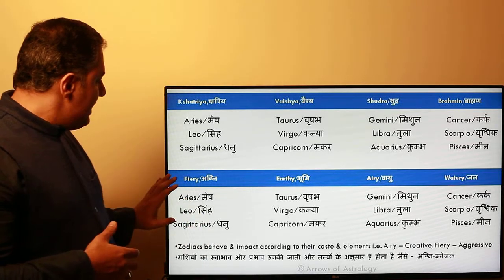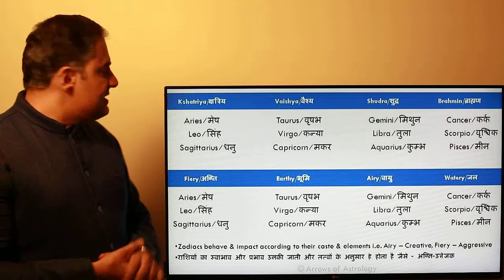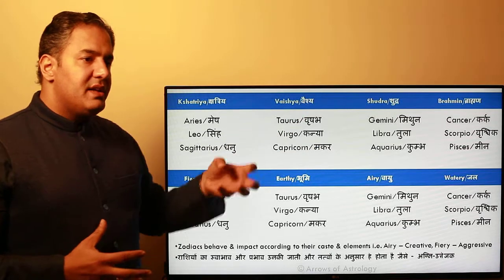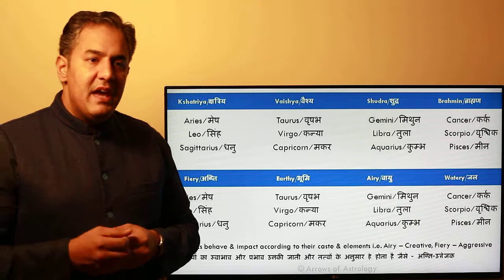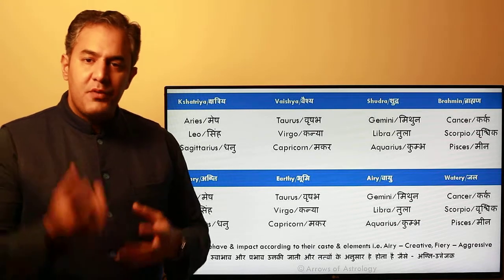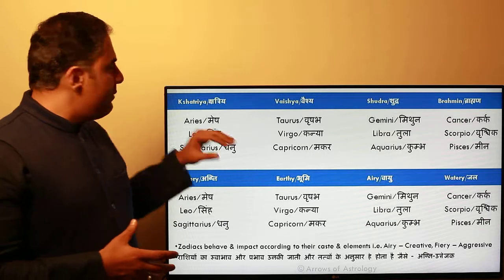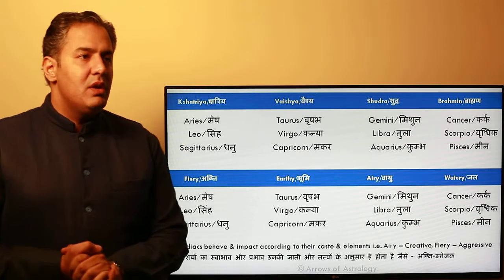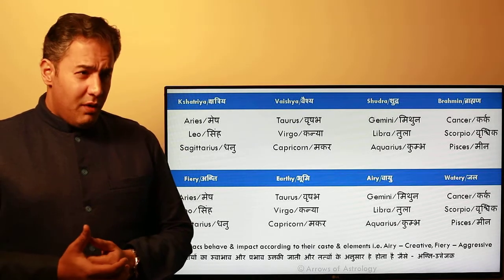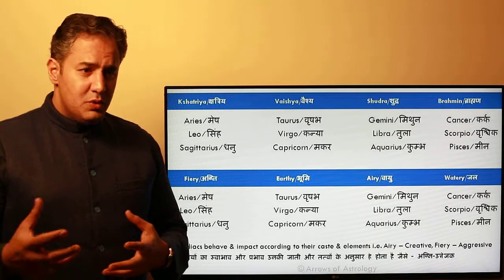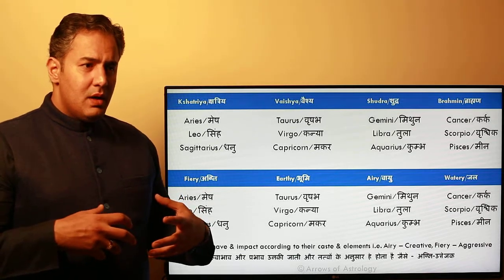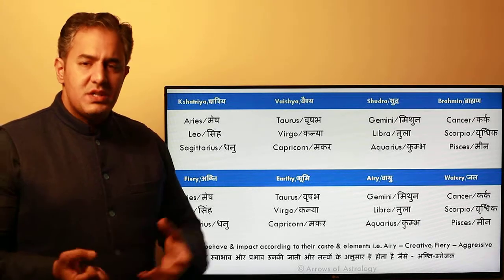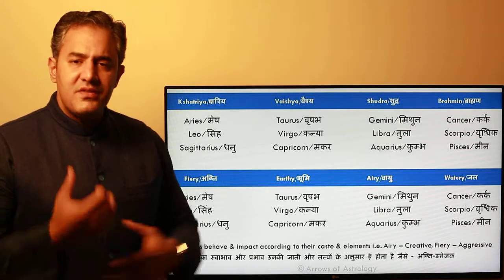So these are the elements of the 12 zodiac signs, and these are the castes of the 12 zodiac signs. Castes will affect the way the person will behave, and the way the person will be inclined towards his profession, maybe business. If a person is a Kshatriya, then he will have more tendencies of doing work related to authority. He will be more into something which has to do with rulership, something which has to do with more aggressive kinds of jobs.